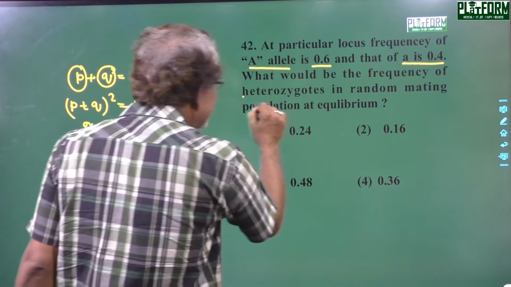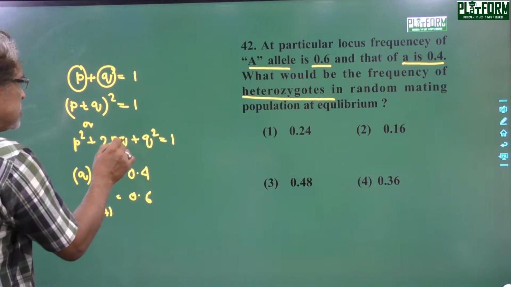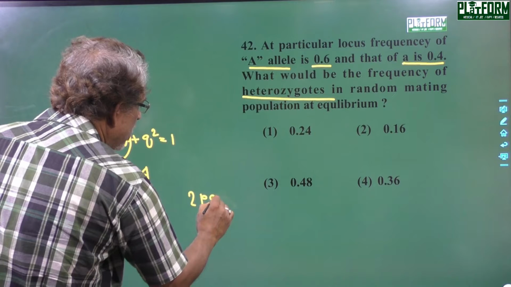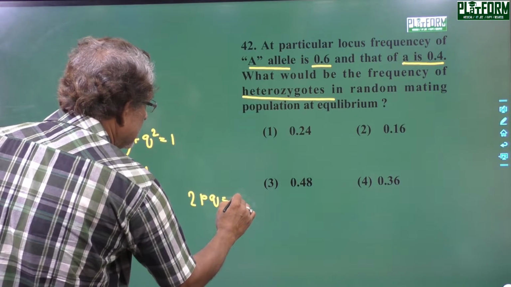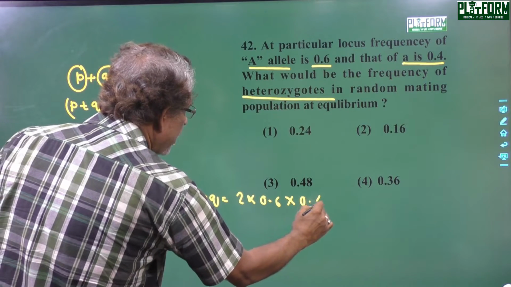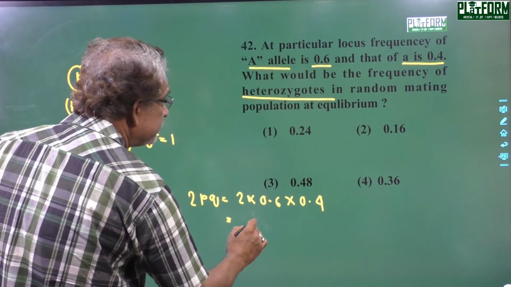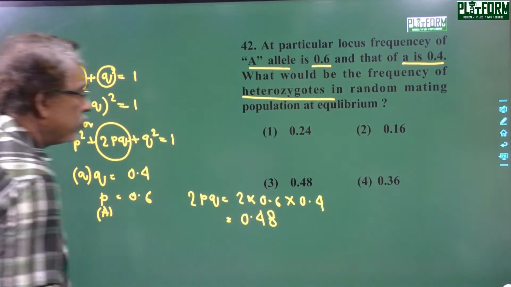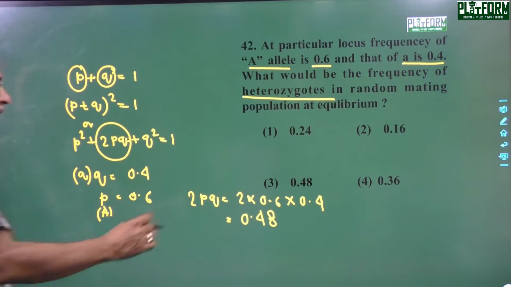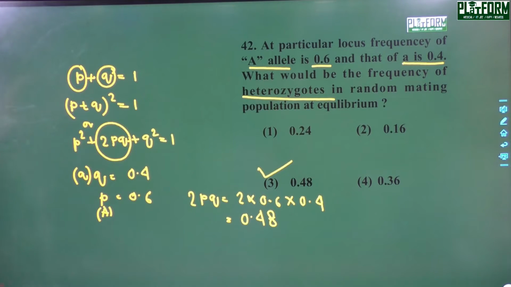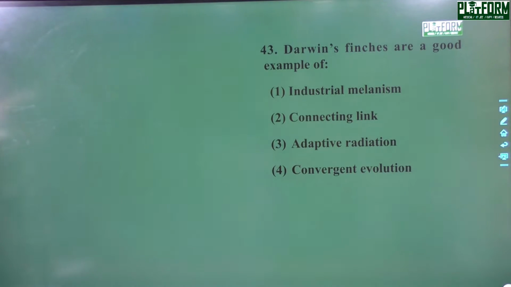So frequency of heterozygotes means 2pq. 2pq means 2 into 0.6 into 0.4, that is 0.48. So your answer is 3. Next question.